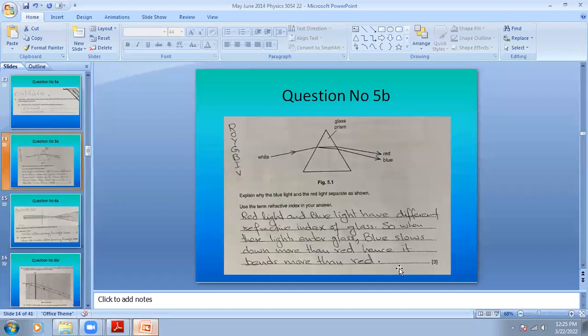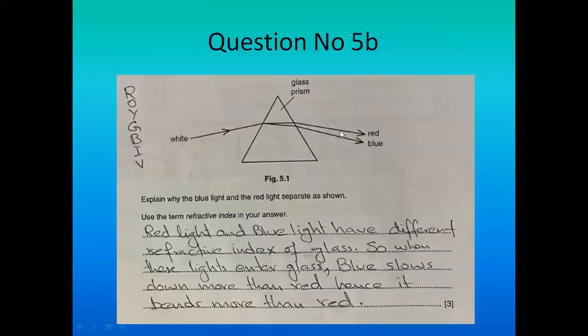Okay, let me show you my answer. It says red light and blue light have different refractive index of glass. So when these lights enter glass, blue slows down more than the red, hence it bends more than the red.